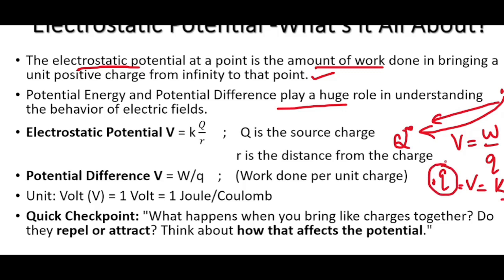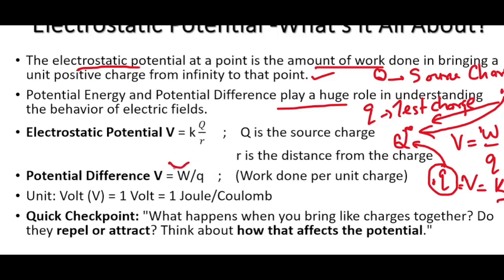But when work is done, when you are bringing this test charge to this source charge, capital Q is the source charge and small q is the test charge. When we bring this test charge near the source charge, work has to be done, and here potential is defined as work done, W by q. And when only due to plus Q charge, then we say electrostatic potential is K Q by R. This is the basic difference between potential and potential difference. Potential difference includes work done, whereas potential includes only the source charge.